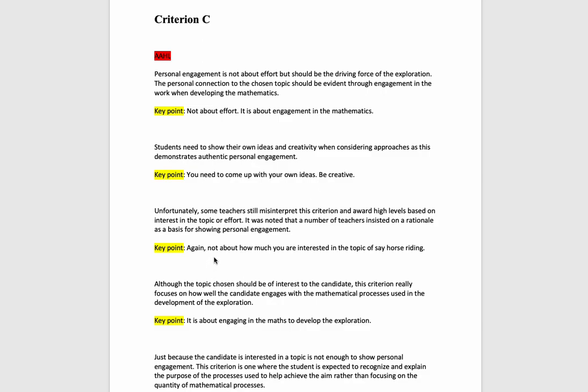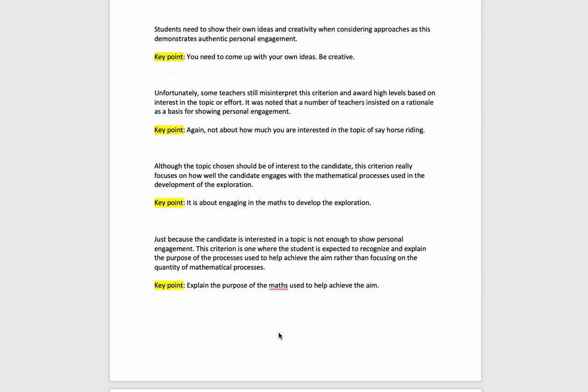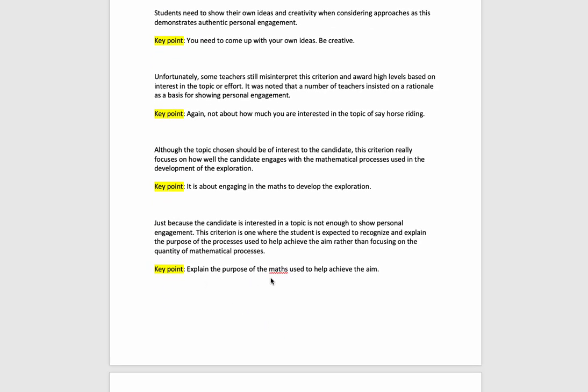Again, not about how much you are interested in the topic of, say, horse riding. Just because you love horse riding and your IA is about horse riding doesn't mean that's good personal engagement. The personal engagement is about how you engage in the mathematics related to the horse riding and your aim. It is about engaging the maths to develop the exploration. Explain the purpose of the maths used to help achieve the aim. So it's about the maths, and you'll see the word maths, guys, written in all of these key points.